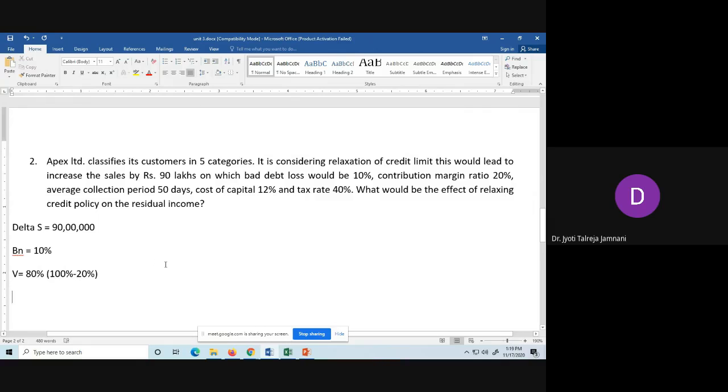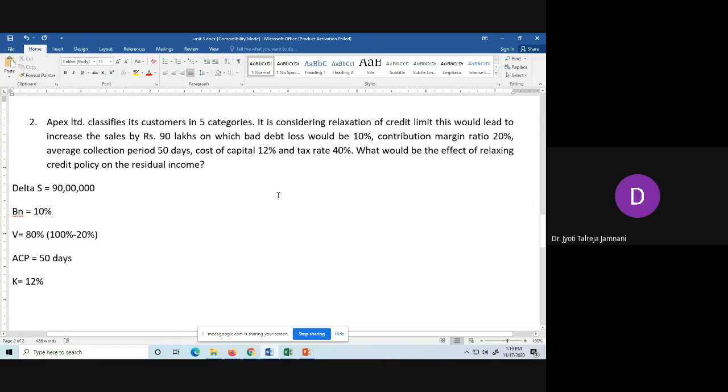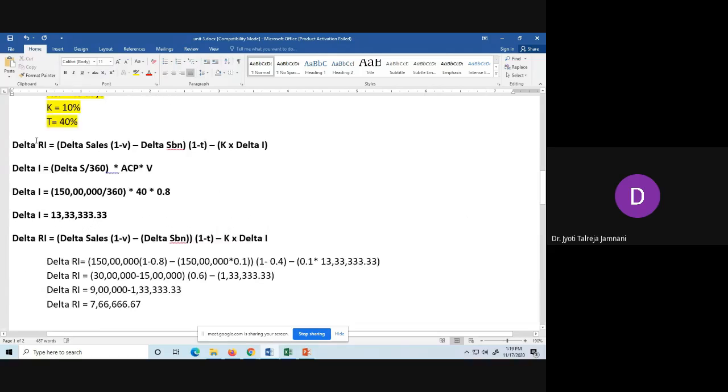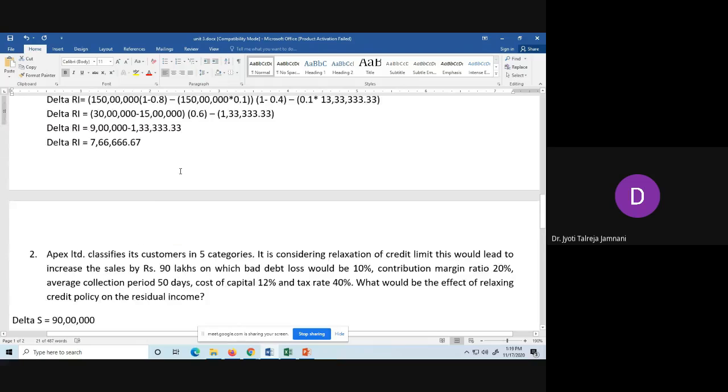Average collection period is 50 days. So ACP, that is average collection period, is given as 50 days. Cost of capital is 12%. So the value of K is given here. 12% is the cost of capital. Then tax rate is 40%. What would be the effect of relaxing the credit policy on the residual income? So again, we'll use the same formulas and find delta I first and then find the change in the residual income.